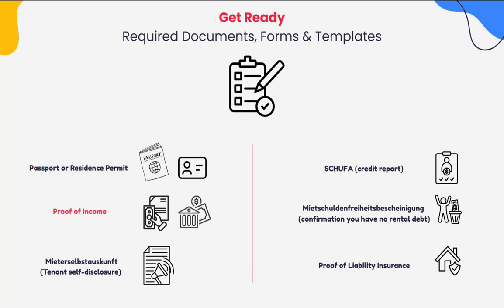Proof of income. If you have a job, full-time or part-time, your payslips work perfectly. If you are a student, show your blocked account confirmation. For example, a proof that you have 990 euros available per month.